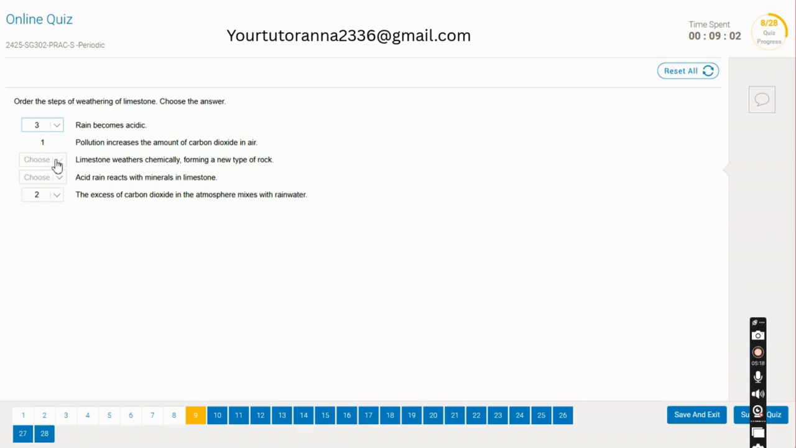Next, limestone weathers chemically, forming a new type of rock. So it's breaking apart, like the limestone is losing minerals and forms a new type of rock. What is that? That's our fourth step. And acid rain reacts with minerals in the limestone. Eventually, the acid rain is going to react with the limestone. That is our fifth. Sorry. Okay, not this one. This one will be 4, and this one will be 5. The limestone weathers chemically, forming a new type of rock. So at the end, it will form a new rock, after the acid rain reacts with the mineral in the limestone.